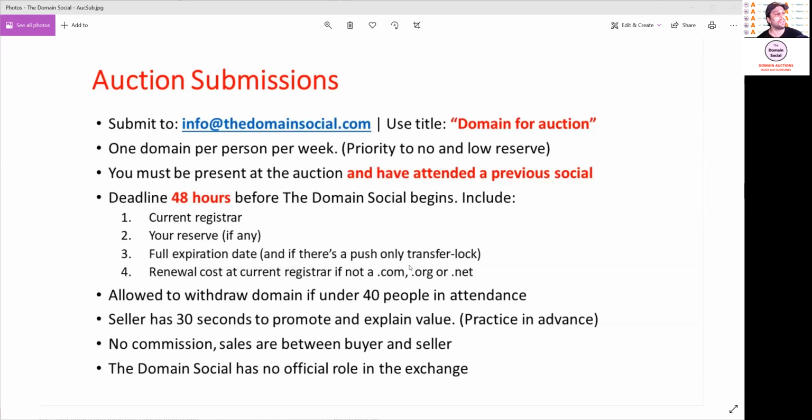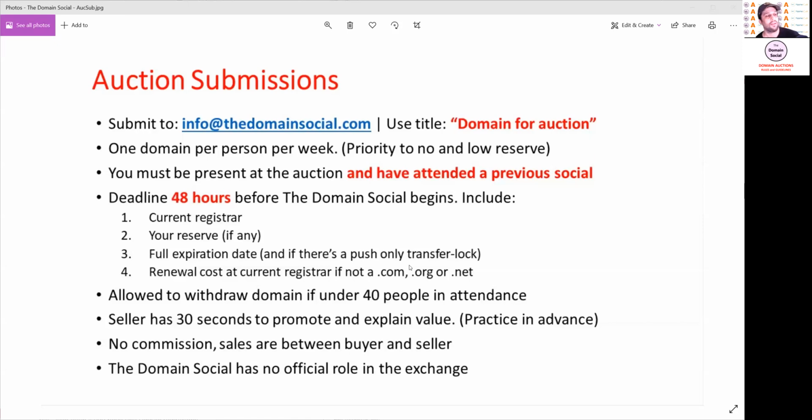When you email me, include the domain name, obviously, the current registrar, your reserve, if you have one, and try to state no reserve if you don't have one. That way I know it's clear. The full expiration date. So the year, the month, and the date. And also indicate if there's a push only transfer lock.